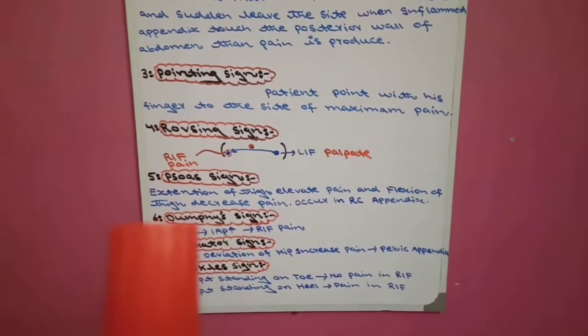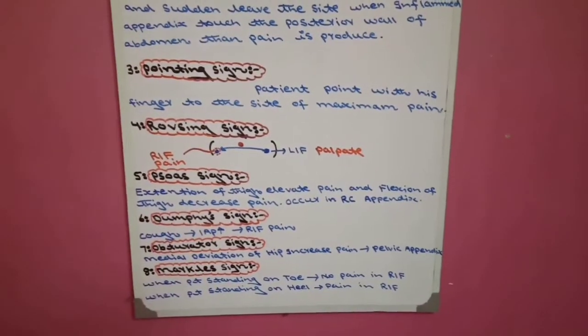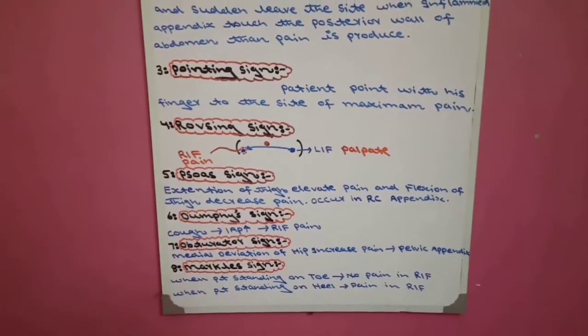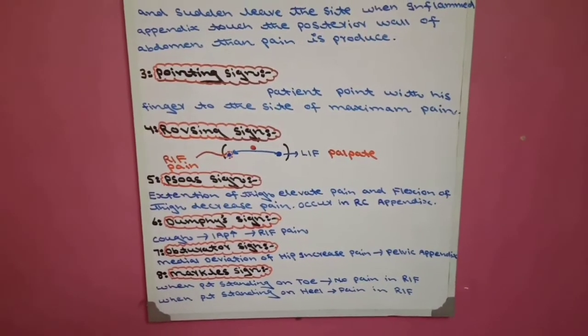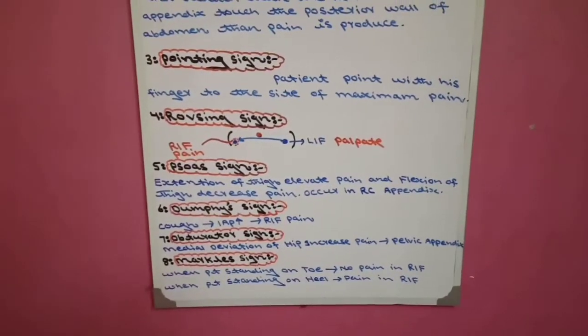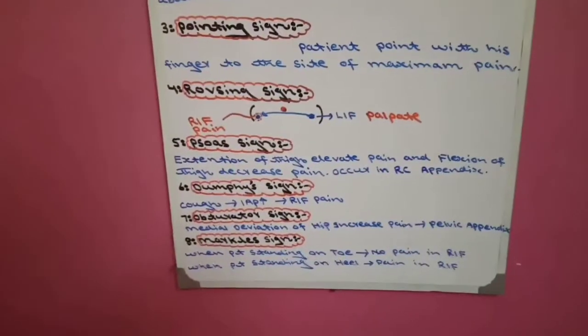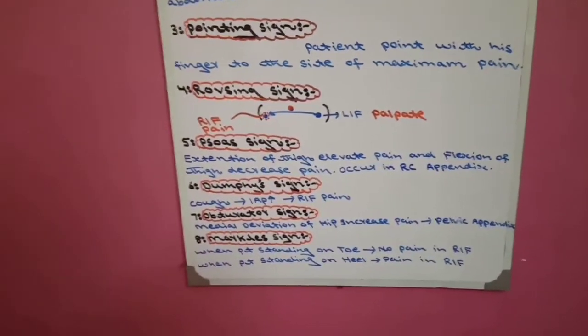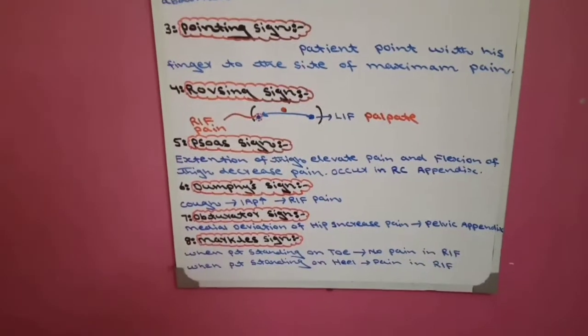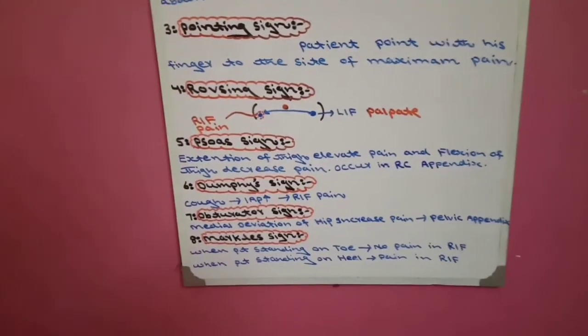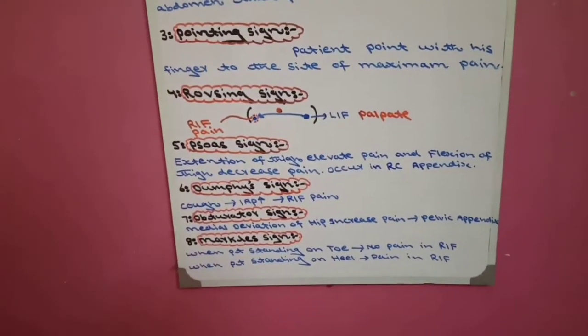The sixth is Dunphy sign. What is Dunphy sign? When the patient coughs, due to the cough the intra-abdominal pressure increases, and as a result there will be right iliac fossa pain. This is known as Dunphy sign.